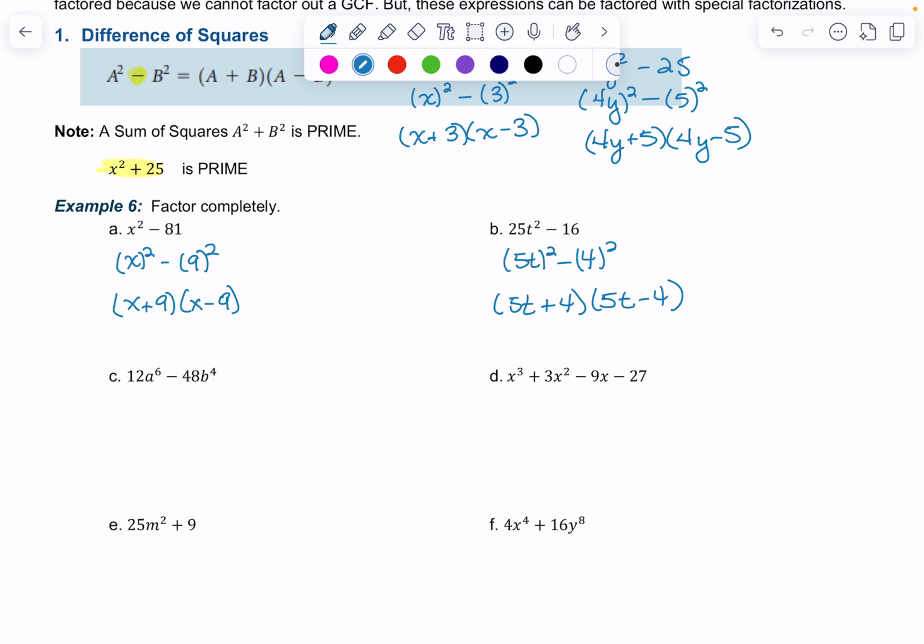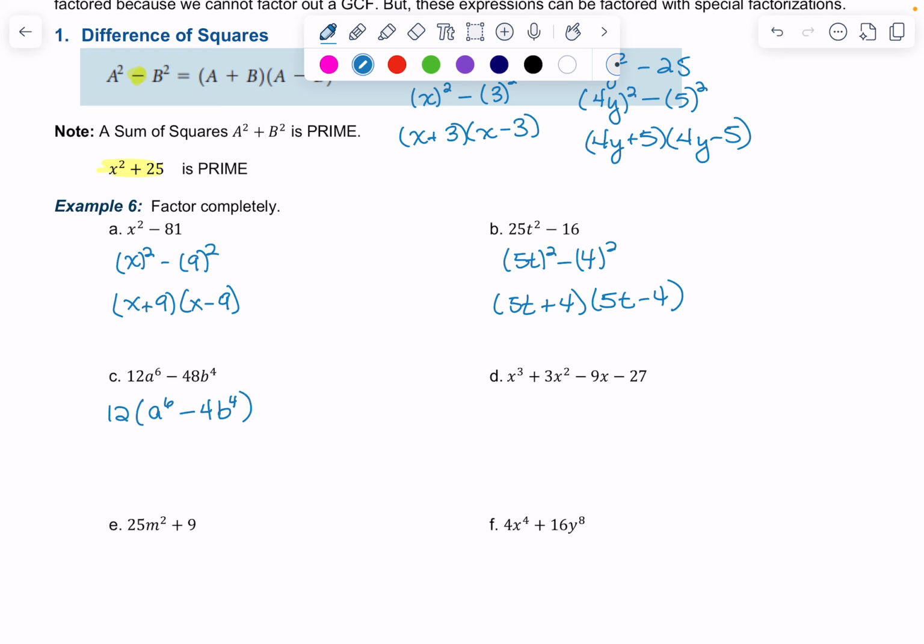If I look at this next one down here, okay, well, this looks different. I've got a's and b's. I've got a 12 and a 48. So let's look at what I can factor out. First of all, I can factor a 12 out of both of those. So I've got 12 times a to the 6th minus 4b to the 4th.